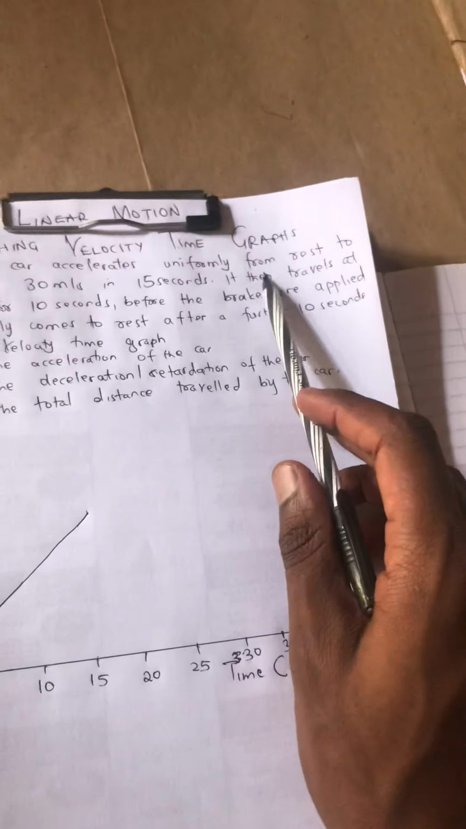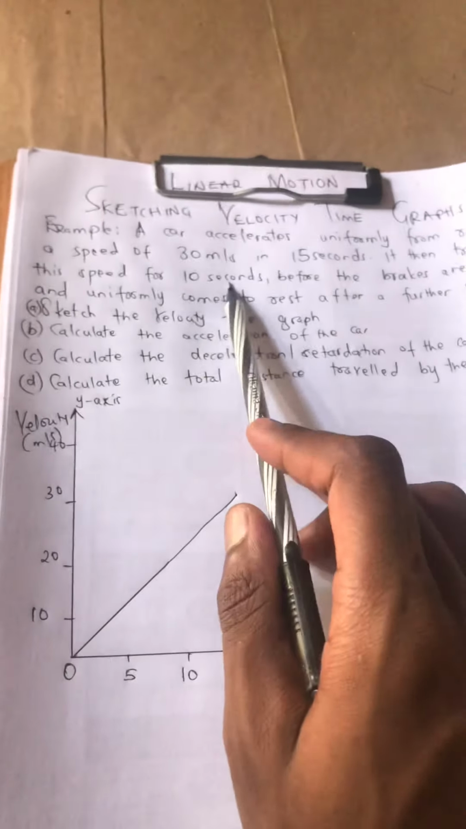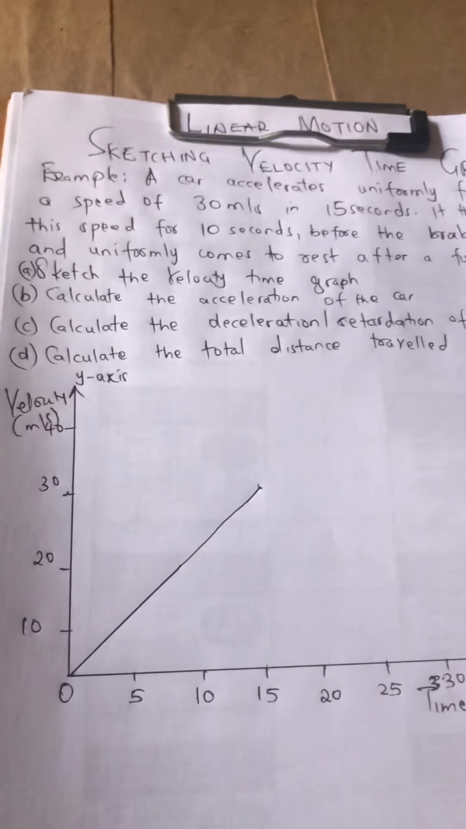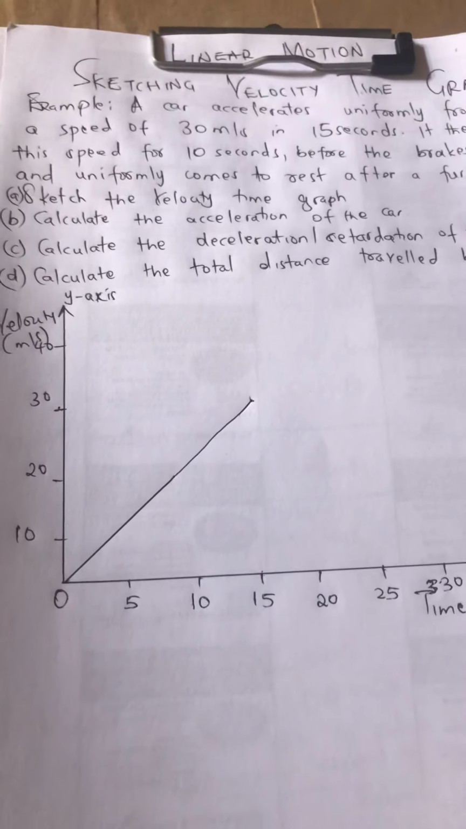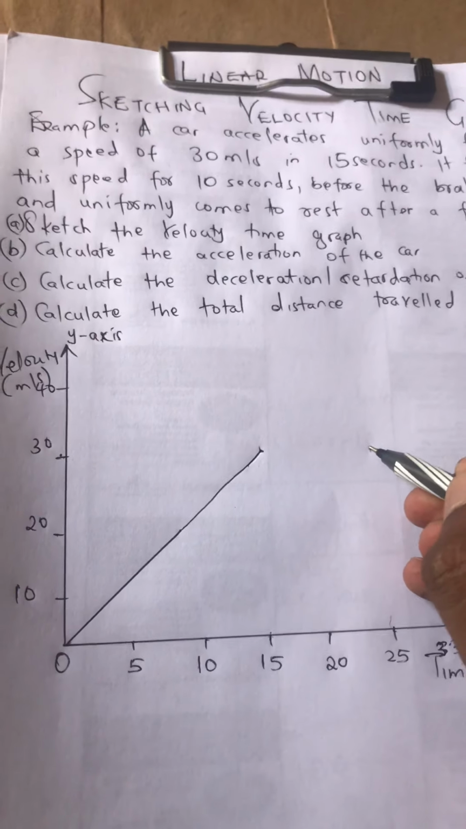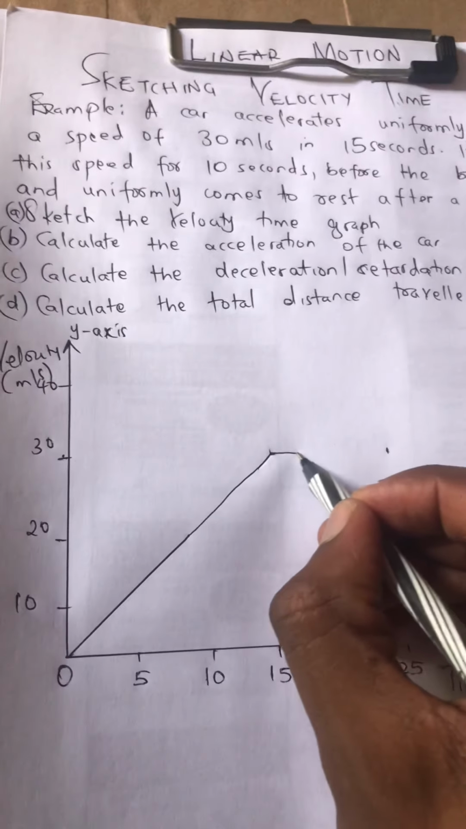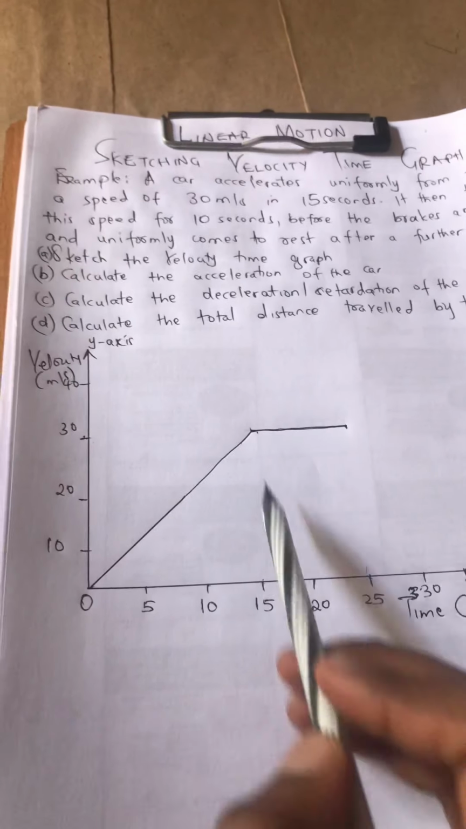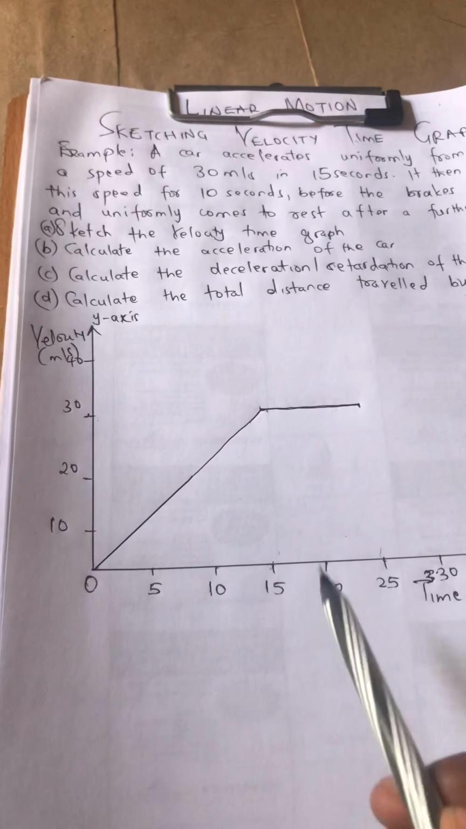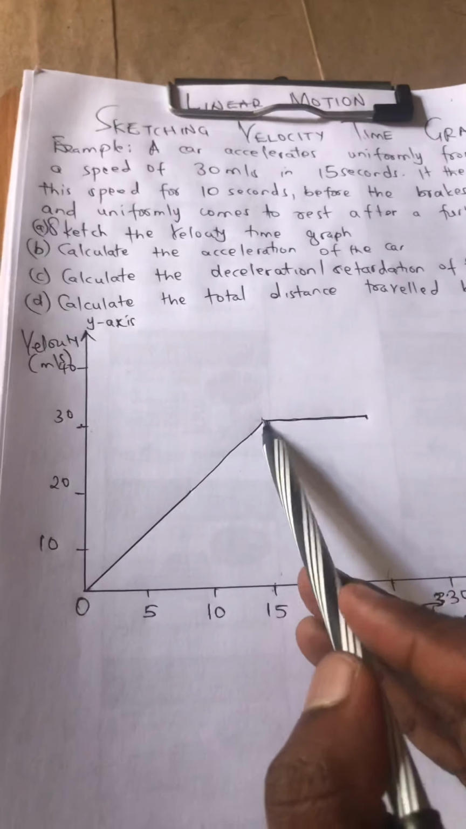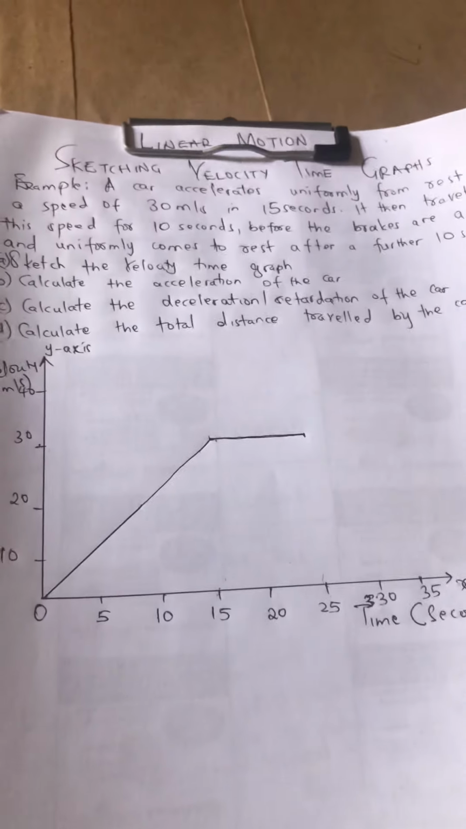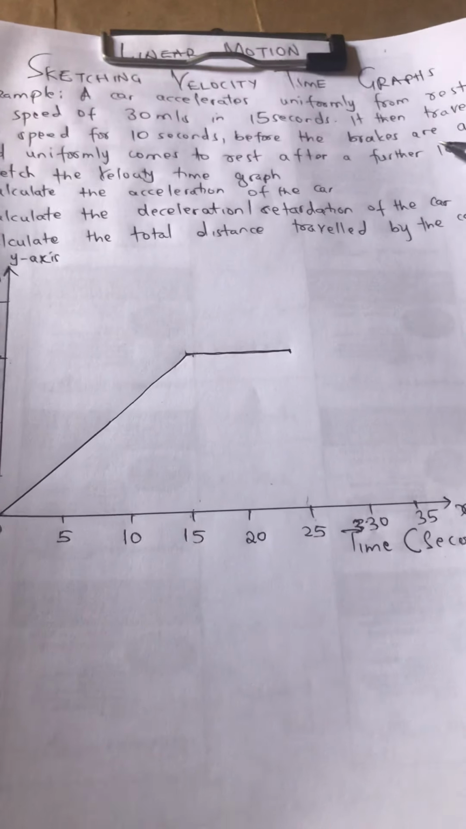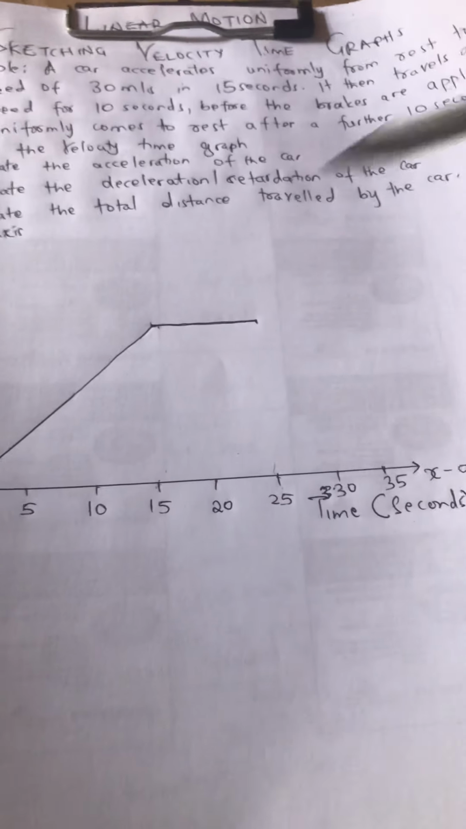It then travels, alafu kutoka hapo ina travel at this speed for 10 seconds. So inaendelea na hii speed ya 30 for 10 seconds. So 10 seconds, 15 plus 10 inatupea 25. So paka hapa kwa 25, speed haichange. Speed kama haichange, hii inakuwa flat ama horizontal. Because you are traveling at 30 meters per second for the next 10 seconds after 15 seconds. 10 plus 15, 25 seconds. So hadi hapo speed ni 30. So you flatten the curve. Okay?